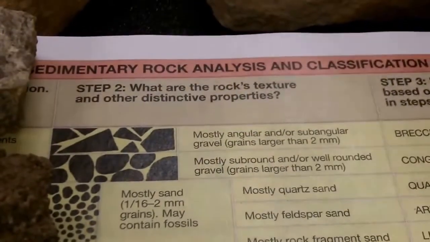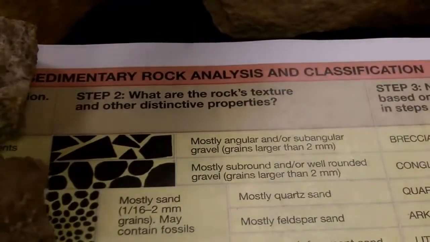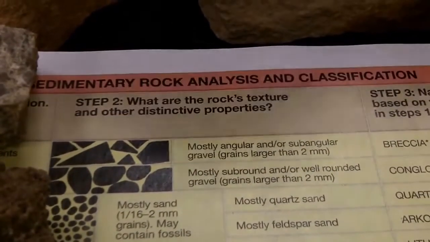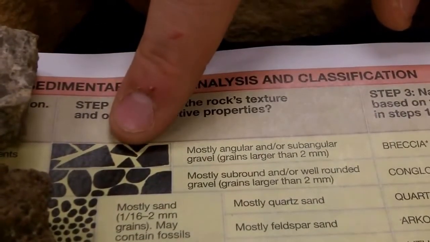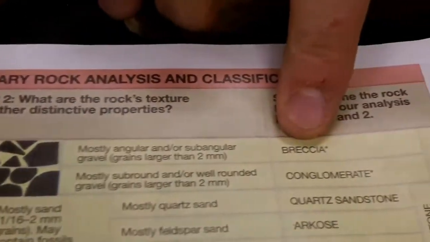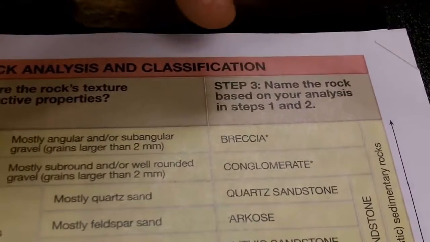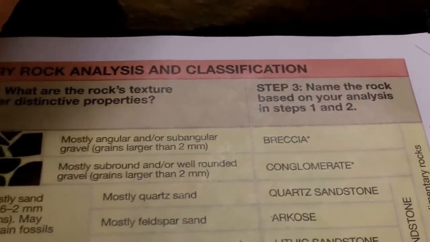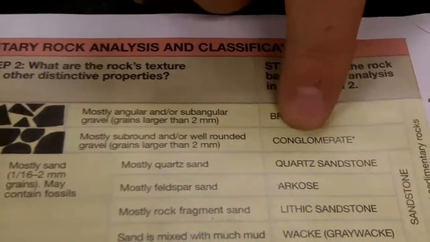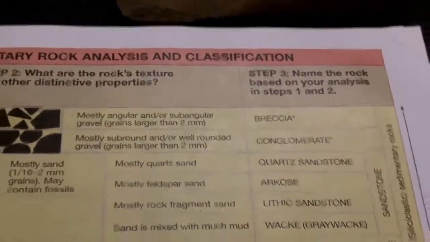If I take a look at the next part, it's really identifying the size. Gravel size, we talk about, is larger than 2 millimeters. And I can see that both of these sediment sizes, for the most part, are larger than 2 millimeters. If most of the sediment is angular and jagged, I call that breccia. If most of the sediment inside the rock is rounded, also larger than 2 millimeters, then I call it conglomerate.